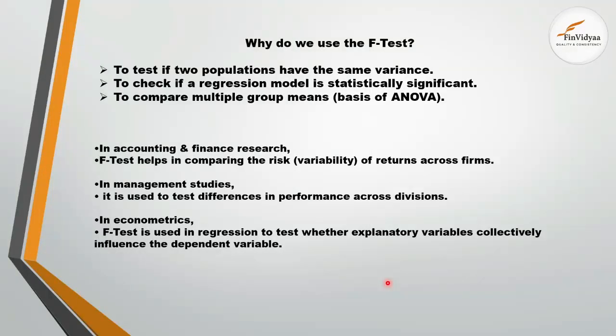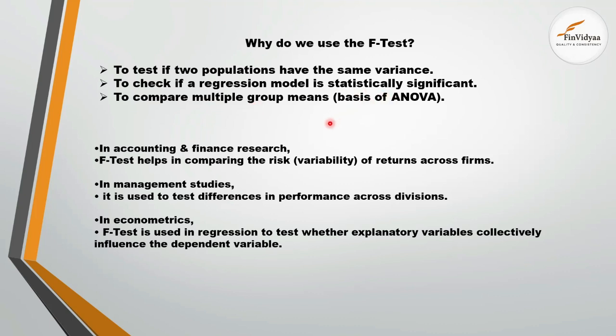Why do we use the F-test? The first point is to test if two populations have the same variance. The second is to check if a regression model is statistically significant. And the third point is to compare multiple group variances or group means on the basis of ANOVA, analysis of variance.